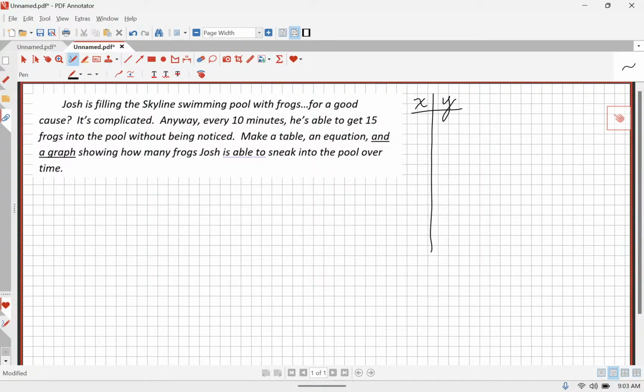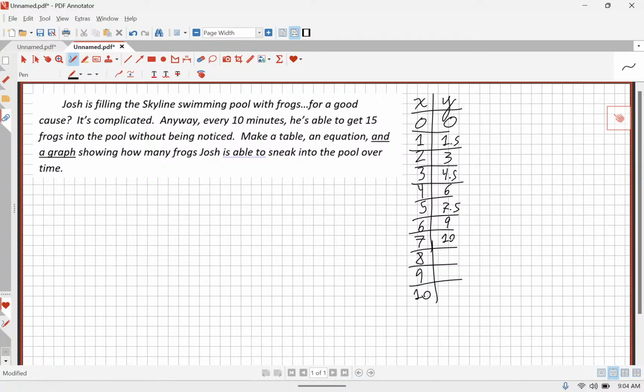So what did you count your table by, Tice? I counted my table by 1 and 1.5. Oh, so 0, 1, 2, 3, 4, 5, 6. I'm going to go all the way up to 10. 7, 8, 9, 10. And then what did you count on the other side? 1.5. So 0 minutes, 0 frogs. Then 1.5, 3, 4.5, 6, 7.5, 9, 10.5, 12, 13.5, 15. Very good. Awesome.